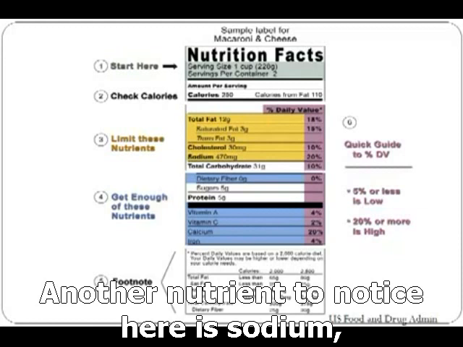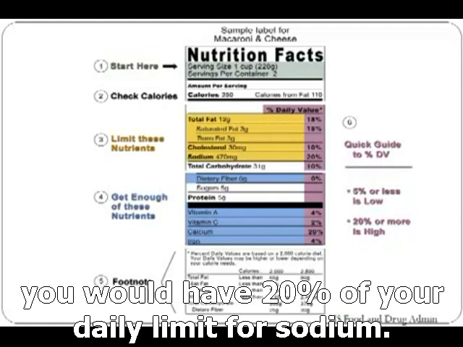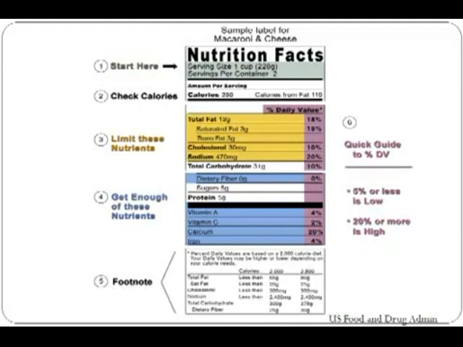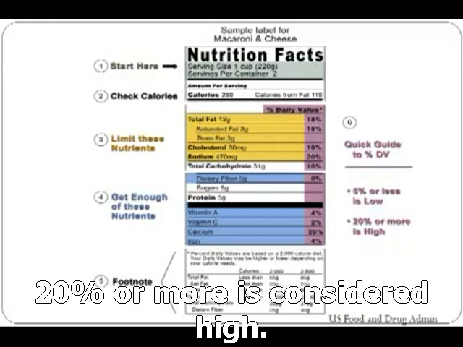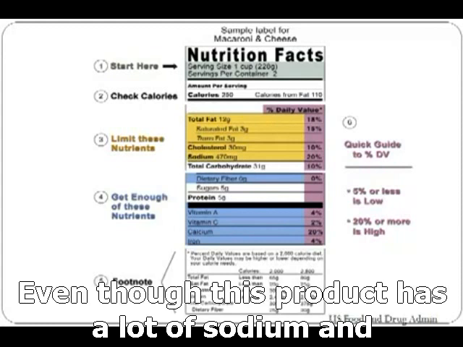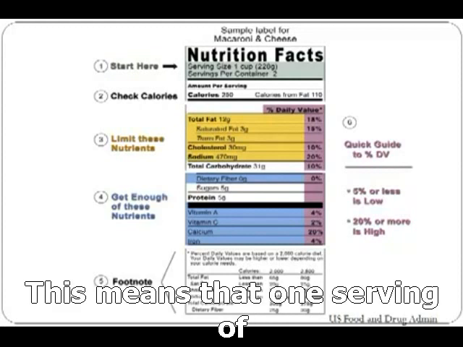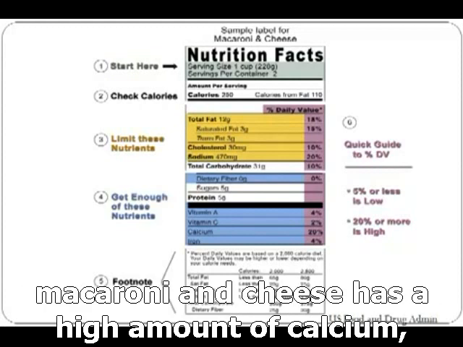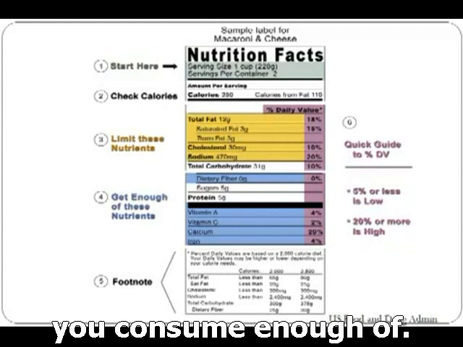Another nutrient to notice here is sodium. With just one serving of this food, you would have 20% of your daily limit for sodium. As mentioned in the previous slide, 20% or more is considered high, so this food product has a high amount of sodium. Even though this product has a lot of sodium, a nutrient that you should limit, it also has 20% daily value of calcium. This means that one serving of macaroni and cheese has a high amount of calcium, which is a nutrient to be sure you consume enough of.